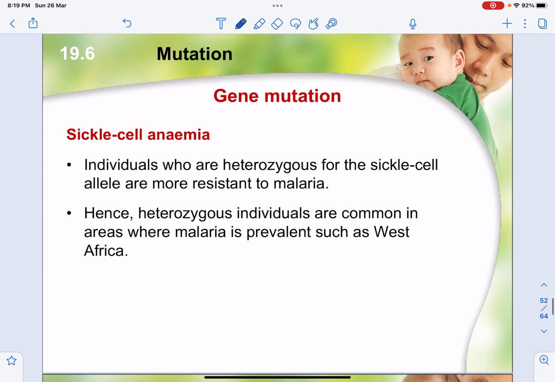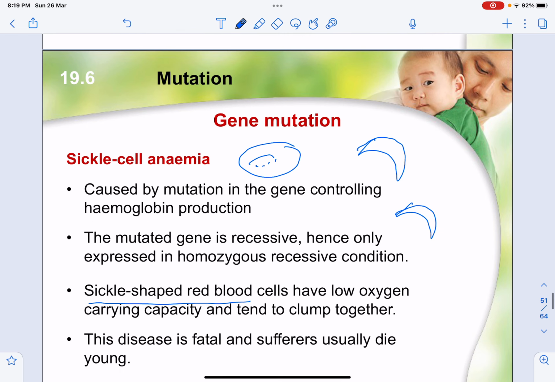For sickle cell anemia, individuals who are heterozygous for the sickle cell allele are more resistant to malaria. Hence, heterozygous individuals are common in areas where malaria is prevalent, such as West Africa. So what this means is that malaria tends to attack the red blood cells. And if you have a very healthy red blood cell, a circular biconcave one, it tends to get infected with malaria and can die off.